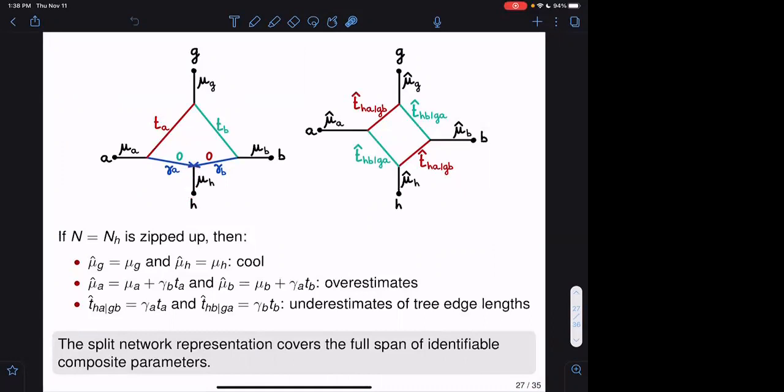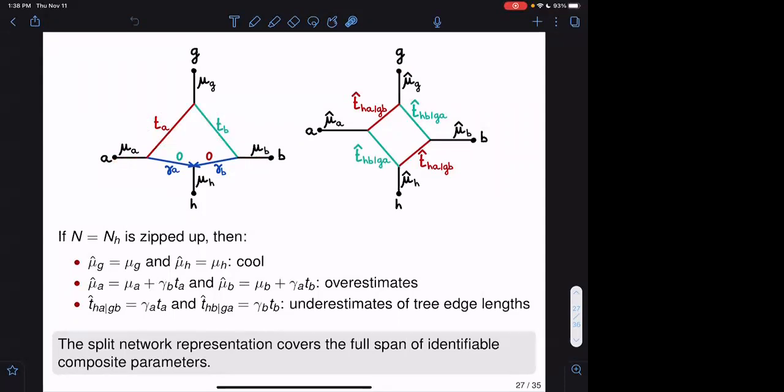The nice thing about these is that if we knew for some reason that H was of hybrid origin, then in fact, this mu hat G would be equal to this length mu G. And this mu hat H would be equal to that length mu H if this network is zipped up, completely zipped up. And then we would know that what we can recover from the distances, mu hat A and mu hat B, are overestimates of the true lengths. And then we would know that what we can recover about within the cycle are underestimates of the tree edge lengths.